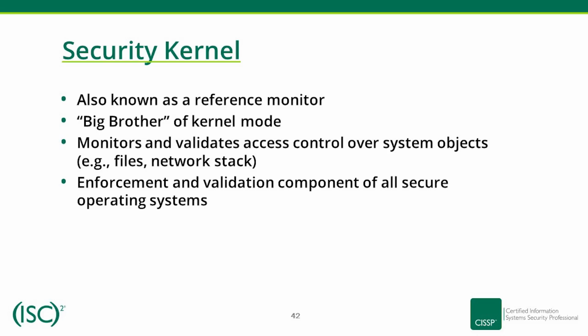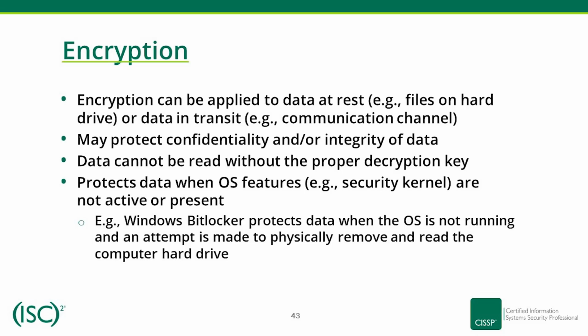Encryption. Encryption can be applied to data at rest, for example, files on hard drive, or data in transit, for example, communication channel. It may protect confidentiality and/or integrity of data. Data cannot be read without the proper decryption key. Protects data when OS features, for example, security kernel, are not active or present. For example, Windows BitLocker protects data when the OS is not running and an attempt is made to physically remove and read the computer hard drive.